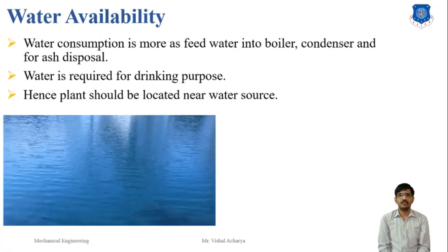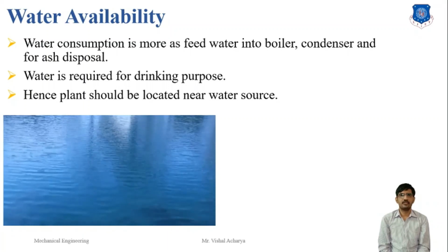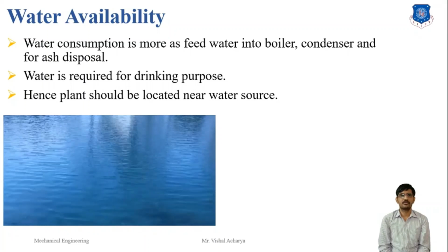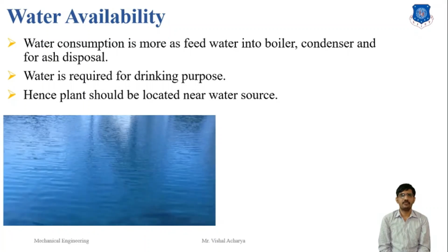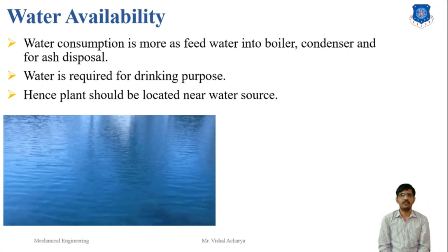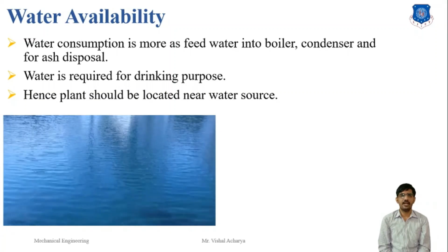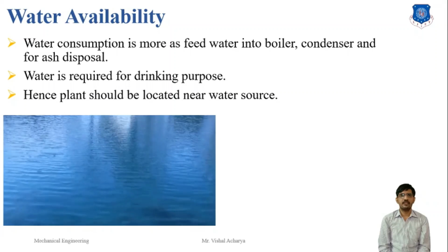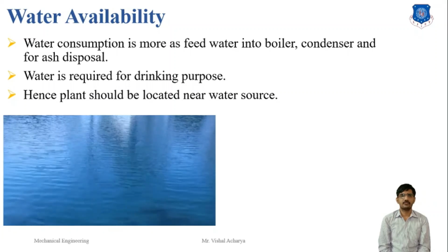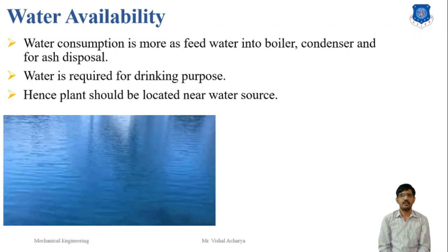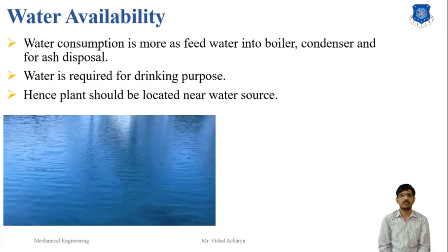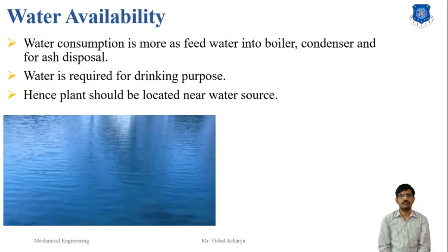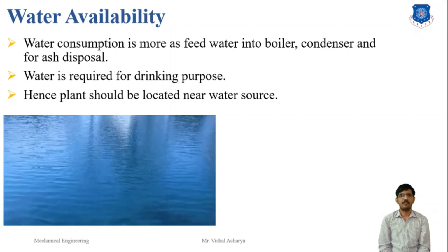Water consumption is high as feed water into the boiler, in the condenser, and for ash disposal. Water is also required for drinking purposes. Hence plants should be located near water sources. As a rough idea, for a 100 megawatt power plant, we require 800 to 1000 tons of water per hour for the cooling tower and 10 to 15 tons of water for feed pumping and make-up water for a coal-based power plant.